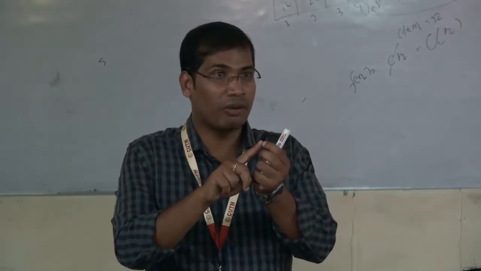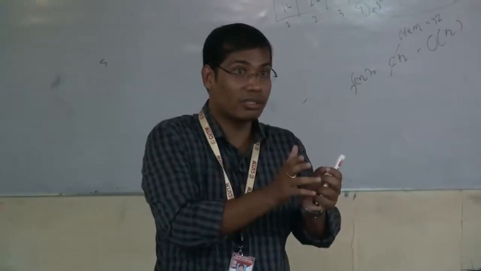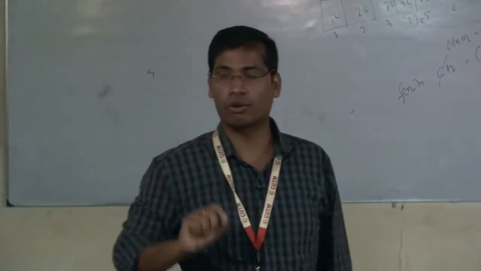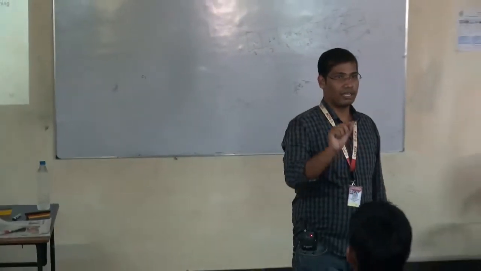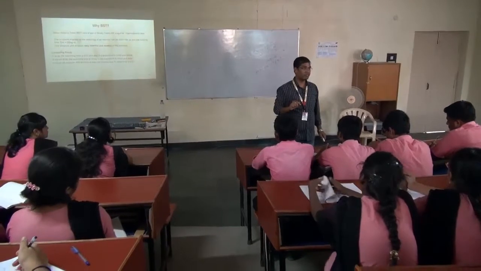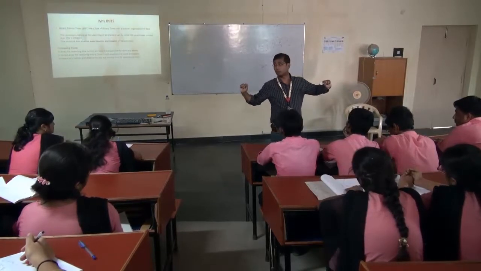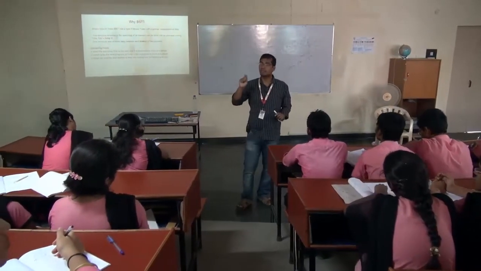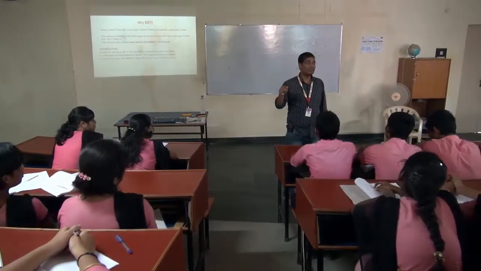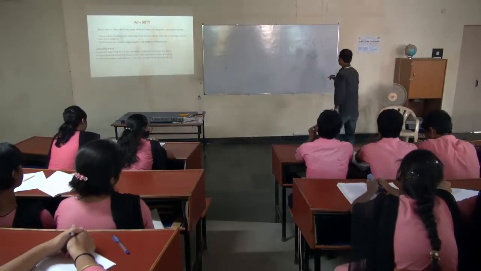Because each comparison will reduce the array size by half. Each comparison will reduce by half. So it's a logarithmic decrement. Yes or no? Now one question I will ask. If I have 1024 elements in an array and the array is sorted, and I want to apply binary search, what is the maximum number of comparisons I need? 10. Why 10? Because log of 1024 base 2. Yes or no?